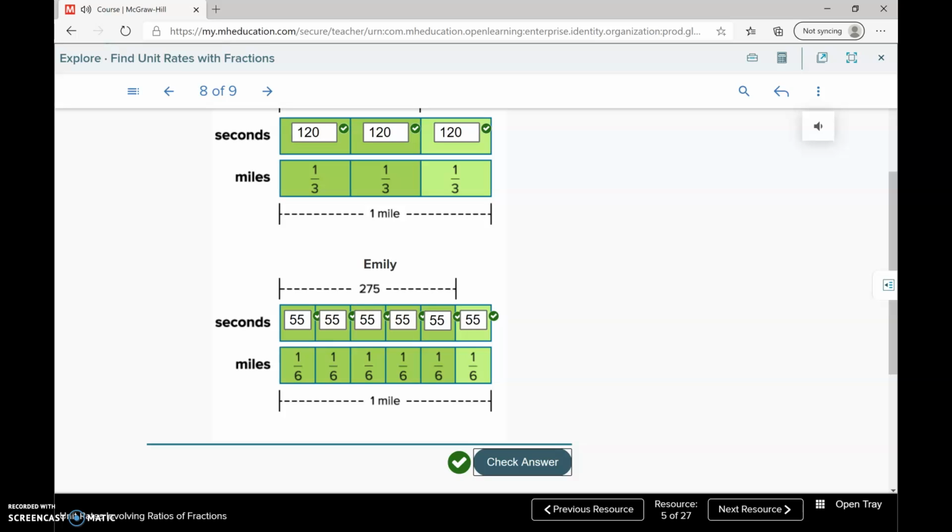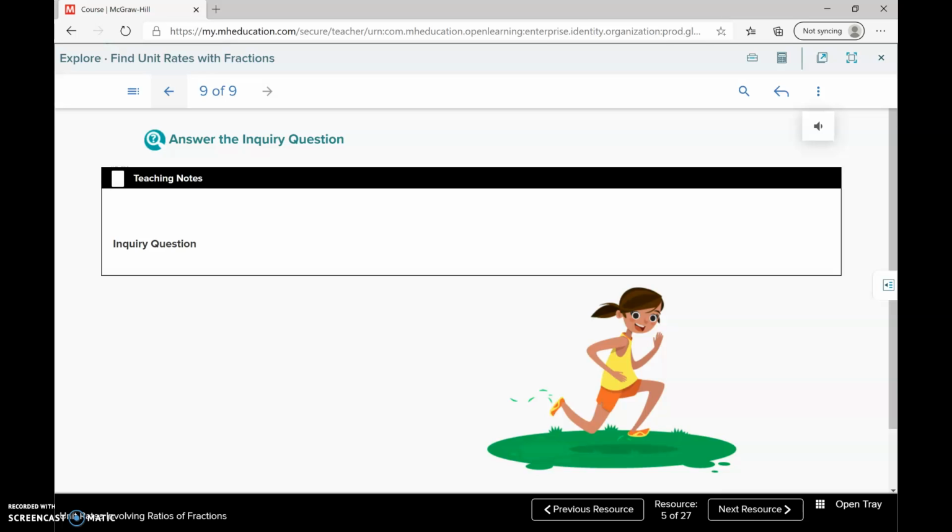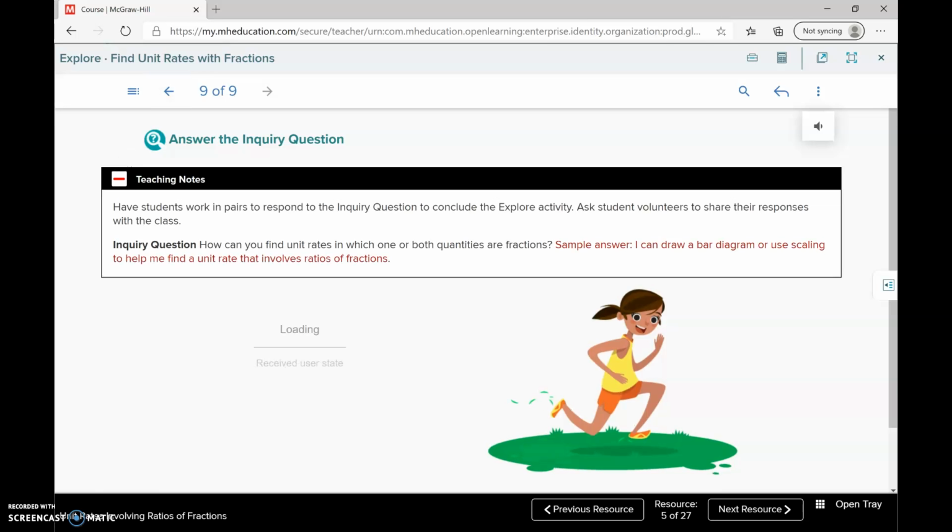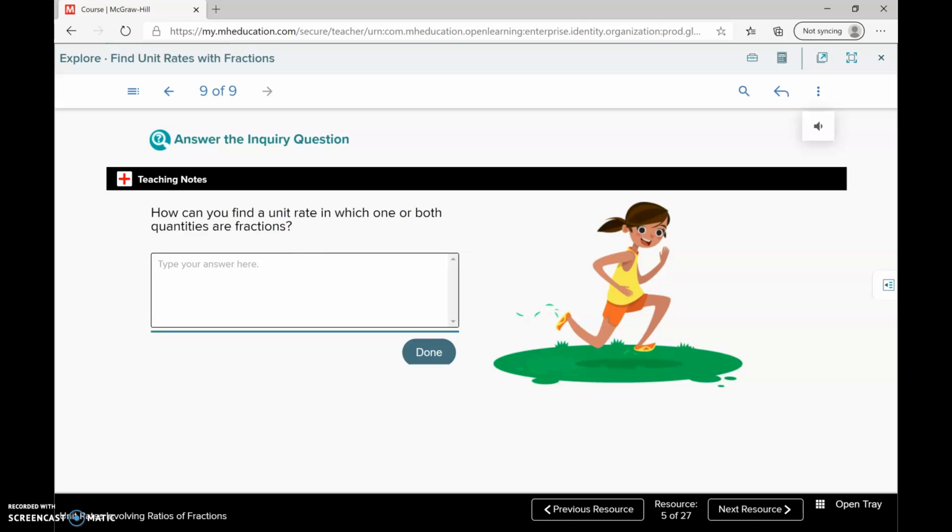We got it right. Remember, make that bottom part of your fraction a 1, and whatever you do to the bottom, you have to do to the top. All right. How can you find the unit rate in which one or both quantities are fractions? Take a minute, think about it, write your answer down. Come back once you're done.